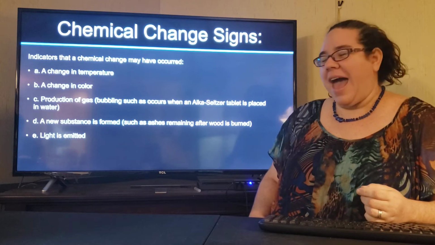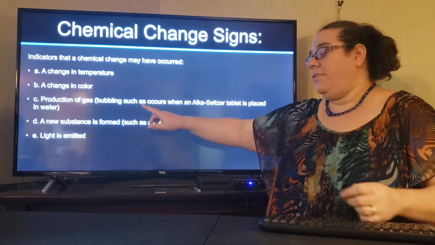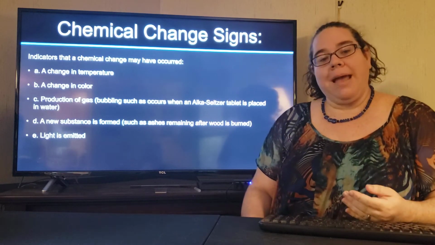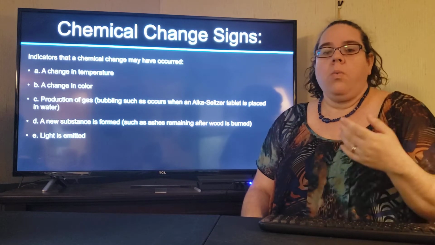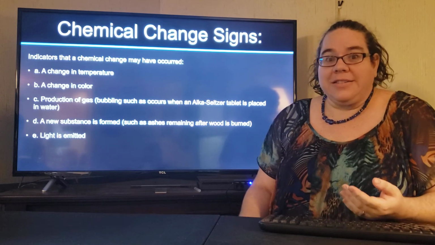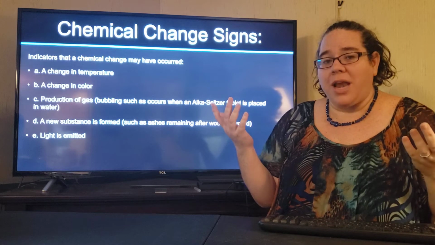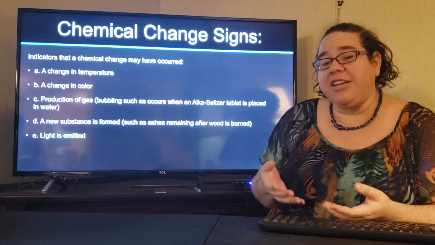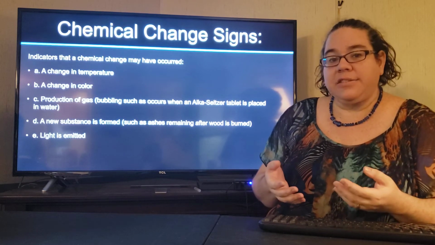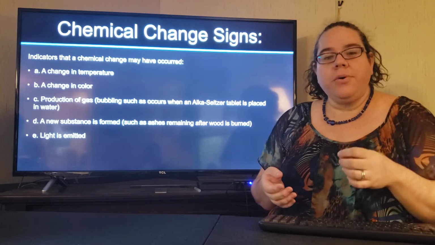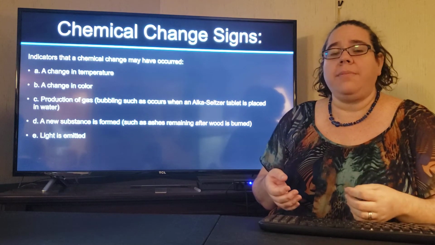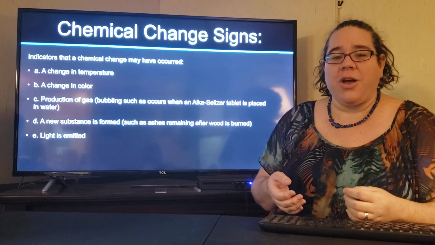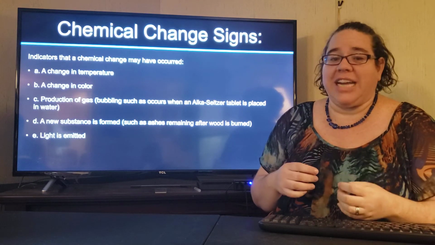The last sign that we have, well, no, not the last. We have a new substance is formed. So for instance, when you've been at a campfire, they throw the log on, right? Well, what comes off of it later? You get smoke that comes out of the logs as they're burning. And then later on, if you come back to that campfire, what are you left with? You're left with ashes. Those ashes and that smoke that's being put off, those are the new substances that are being formed when a chemical change is occurring. By setting that log on fire, you're actually changing the atoms inside of it.